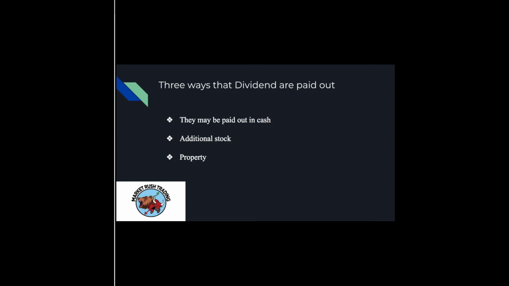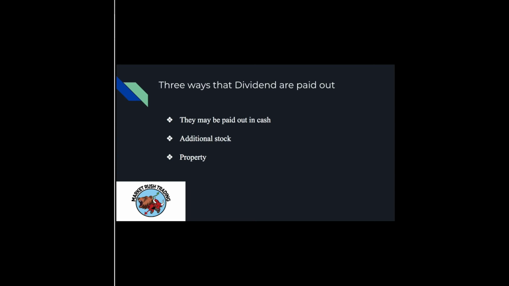So let's say, for instance, you have 2,000 shares of company XYZ and they pay a cash dividend of 90 cents a share. The holder of the stock will be paid about $1,800, which is the 2,000 multiplied by the amount of cash dividend paid out per share. That'll be 2,000 times 0.90 and you get 1,800.